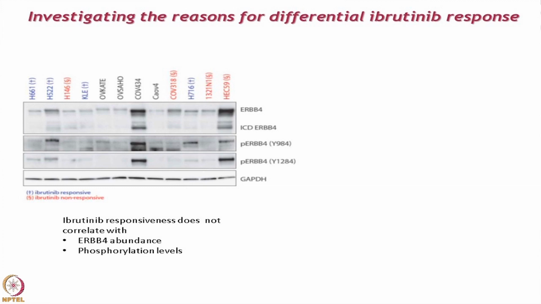Here's a resistant cell line with very strong phospho-ErbB4. Here's a sensitive cell line with really strong phospho-ErbB4. Not an obvious correlation there. And we looked at 2 different phosphorylation sites on ErbB4. So it didn't correlate with abundance or phosphorylation.